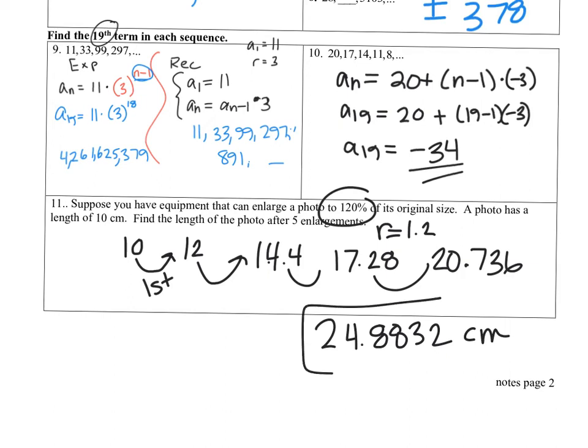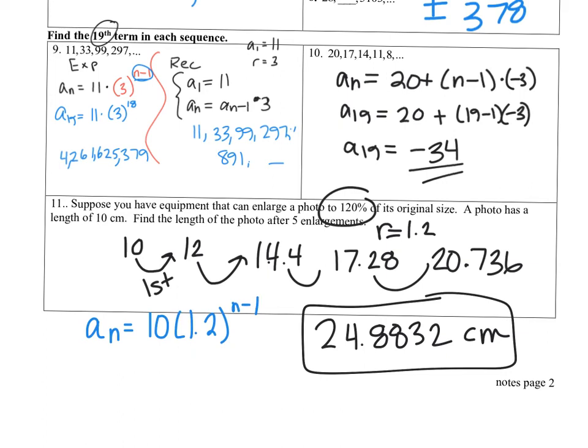So I'm going to try this using an explicit formula, and I'm going to see if it works. So the explicit formula would be a sub n equals 10 times 1.2 to the n minus 1. The reason I didn't use the explicit formula, or if you do, you have to really pay attention to how you're using it, is if you write n equals 1, to me that means after 1 enlargement. So let's plug in 1. What do we get? We're going to get 10 times 1.2 to the 0 power.